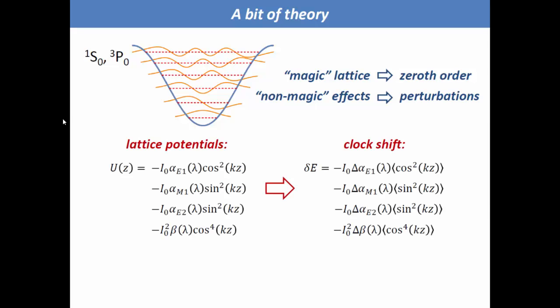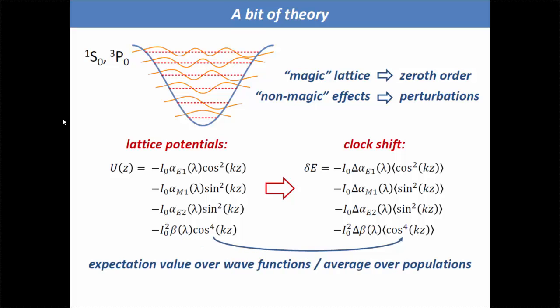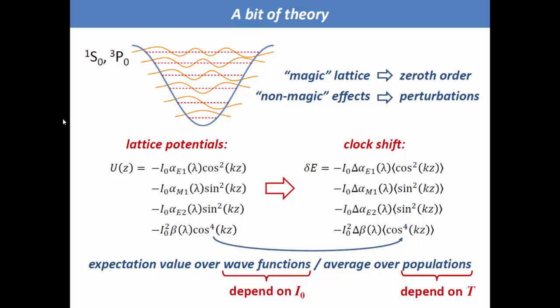And the reason I like this view is because it's really straightforward then to go from an expression for the potential that we had before to an expression for the clock shift. Really all we have to do is replace the atomic factors here with some differential value evaluated between the two clock states. And then this spatial average, or spatial factor, we just replace with some average value. It involves an expectation value over these wave functions, followed by a thermal averaging over the populations here. So the wave functions depend on the depth of the lattice or the intensity, and the populations depend on the temperature. So generally, these spatial averages here depend on both the intensity and the temperature in some way.